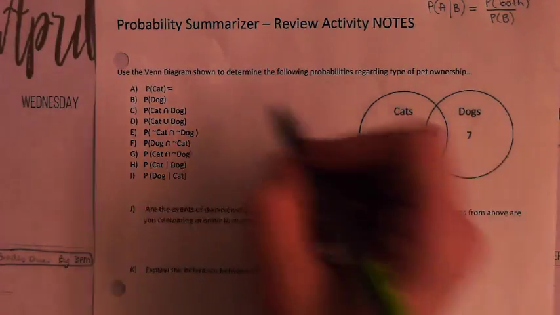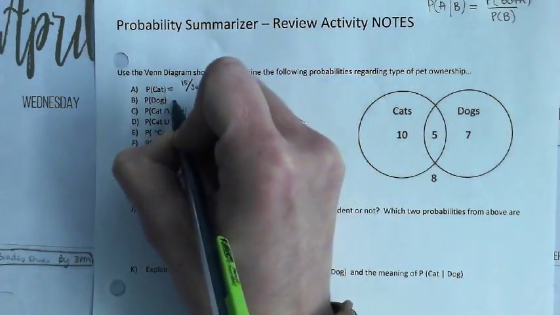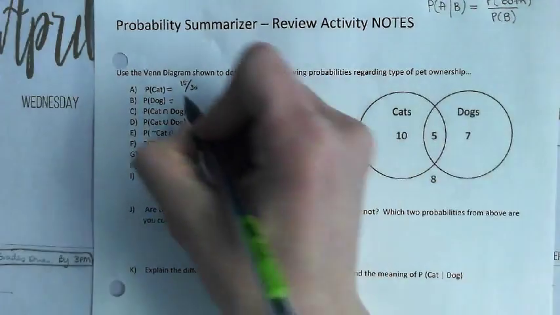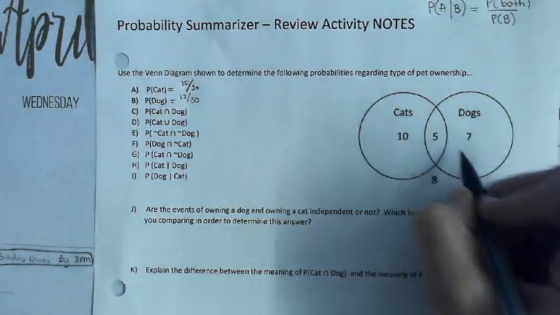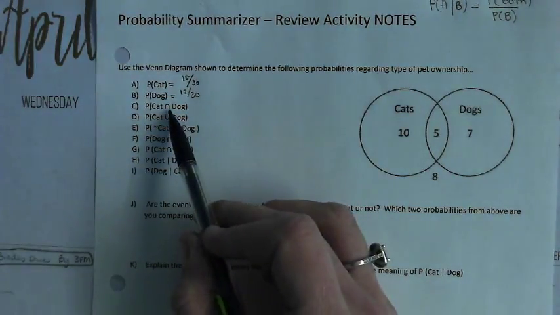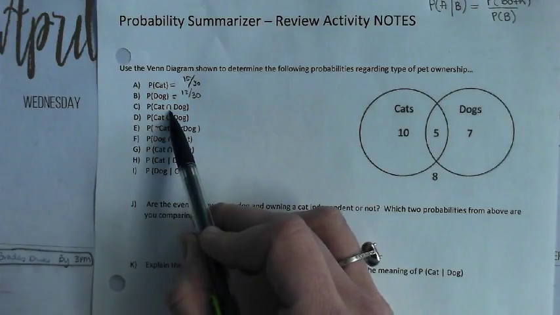15 cat owners out of the total number of people, 15 out of 30, correct. Probability of a dog, Nate? 12 over 30, there's 12 in the dog circle, that's the 5 plus the 7. Probability, what's this symbol, Grace? And so what's the probability of owning a cat and a dog?